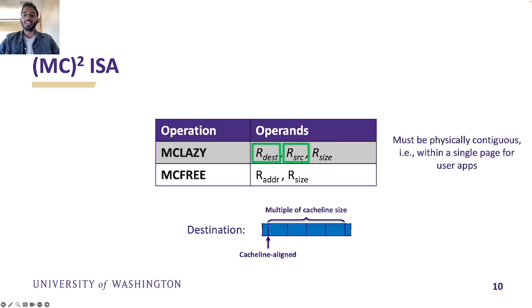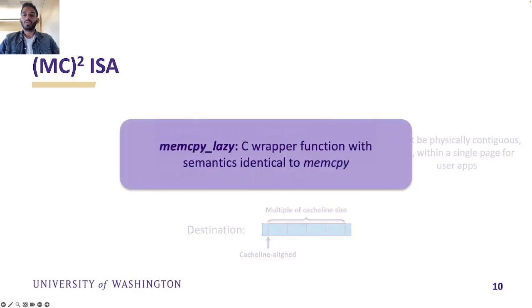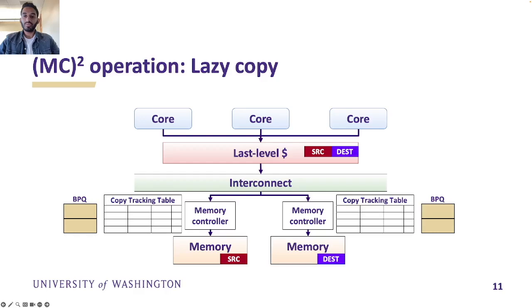And the final restriction is that the destination and source buffers must be contiguous in physical memory. For user space applications, this means that they must each lie within a single page. For copies spanning multiple pages, MC-lazy should be called on each page. As previously mentioned, we provide a C wrapper around MC-lazy that exposes a lazy memcopy with identical semantics to libc memcopy for programmer convenience. Full details on how this is done are mentioned in the paper.